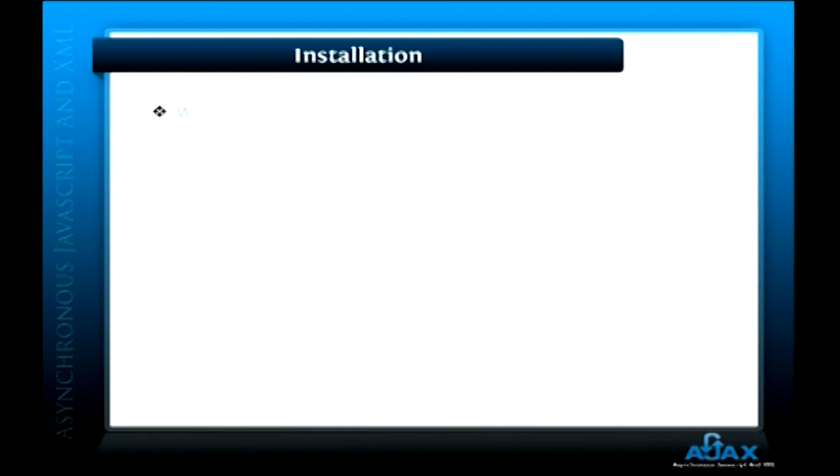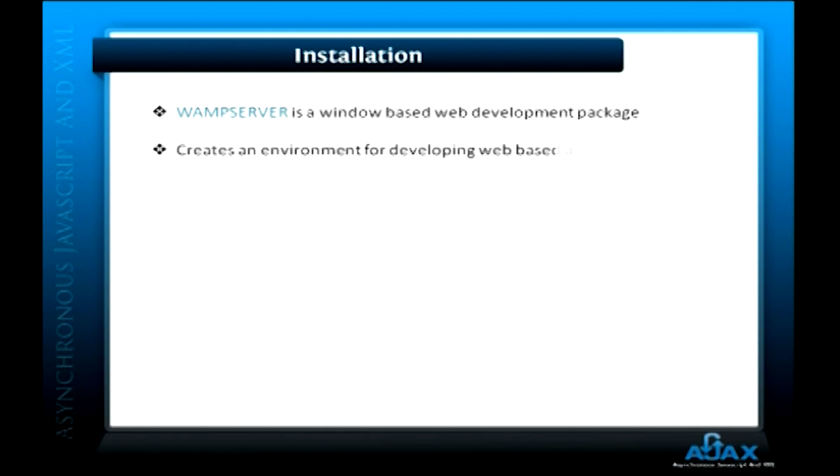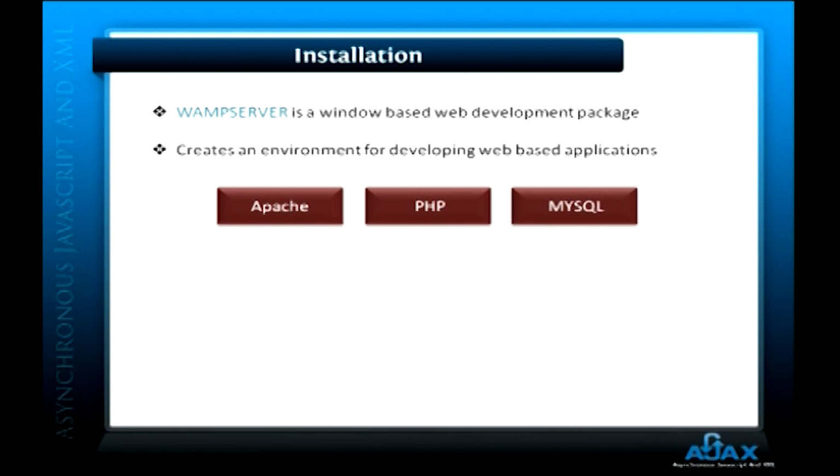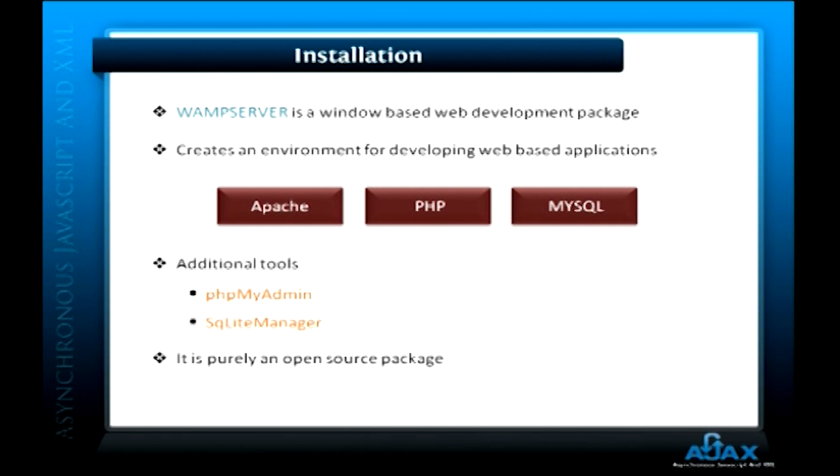As stated earlier, WAMP server is a window-based web development package which creates an environment for developing web-based applications like Apache, PHP, and MySQL. And it also has some additional tools like phpMyAdmin and SQLite Manager for managing and supporting our website. Some very interesting news about WAMP server is it's purely an open source package. It comes under GPL, General Public License. So we need not spend even a single penny to download WAMP server. It's really amazing news, isn't it?